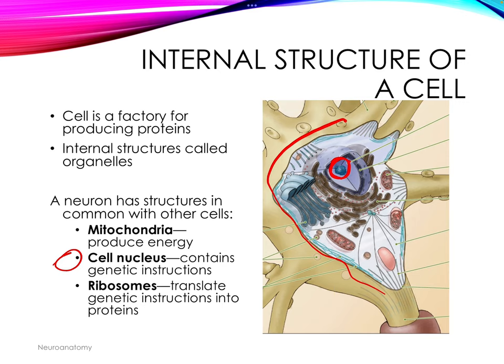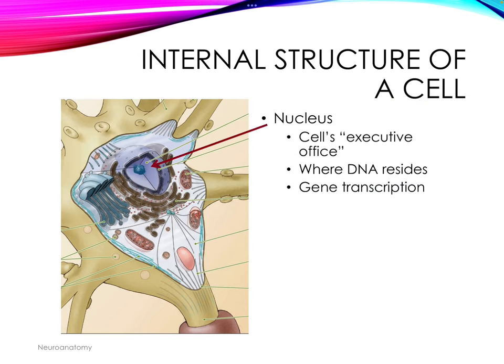This is going to contain instructions for the cell. It tells the cell what it needs to do, and it also tells it when it's going to live and die. Then we have mitochondria, which help to produce energy. And then we have the ribosomes, which allow the genetic instructions to get processed into proteins and serve the function of the cell.